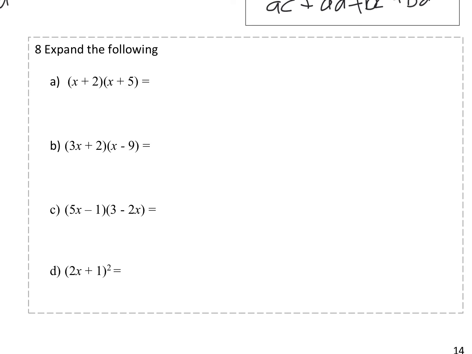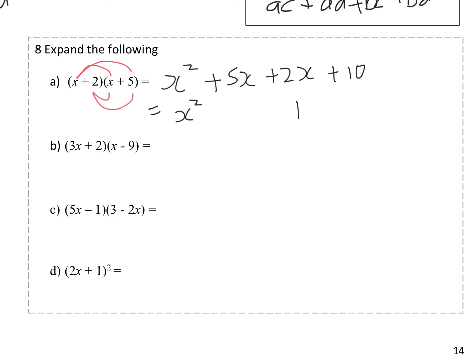Expand the following. So we have to do x times x, which is x squared, then x times 5, which is 5x, 2 times x, which is 2x, and 2 times 5, which is 10. Now, these questions can be simplified because we've got some like terms when we expand it out. The x squared and the 10 would stay as they are, but if you notice the middle, you can add 5x and 2x to write down 7x.